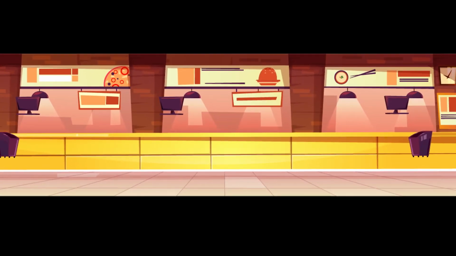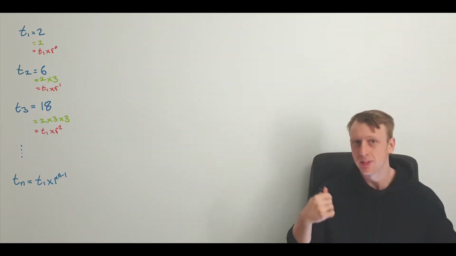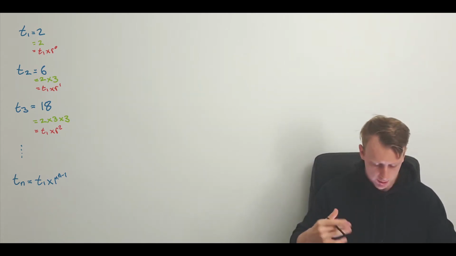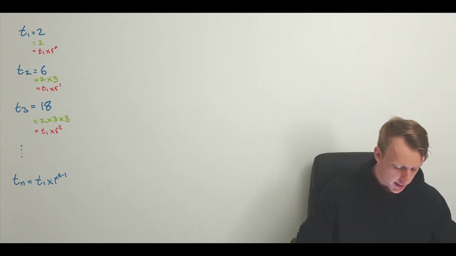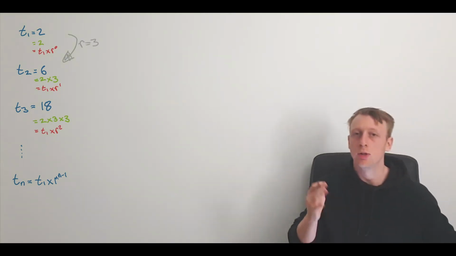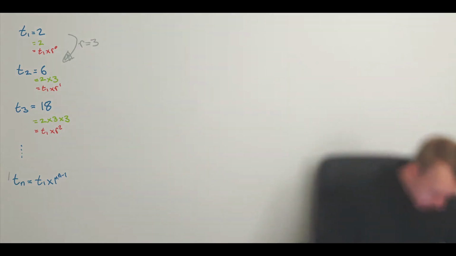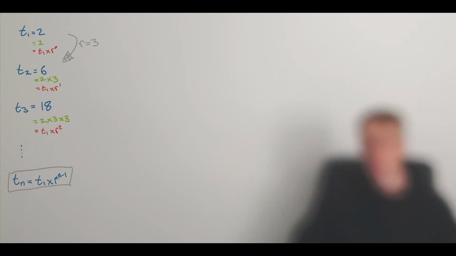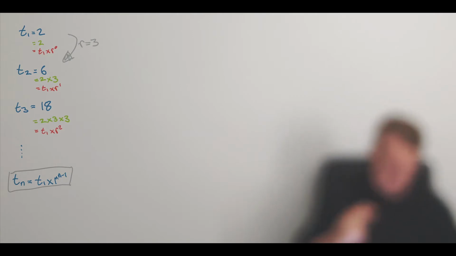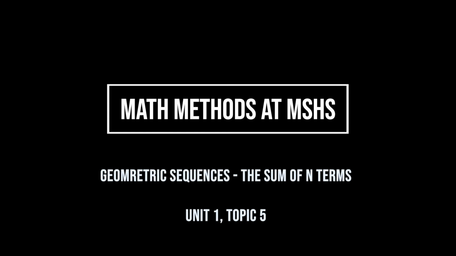So I want to just take us back to the amazing restaurant that we went to, where there were just 2 of our buddies, then 6, then 18, and so on. The number of people attending this awesome restaurant was growing in a geometric pattern, multiplying by 3 each time, and we called that our common ratio, which from then we established how to find the nth term of a geometric sequence if we knew the common ratio and the first term. The focus of this lesson is the sum of a geometric sequence.